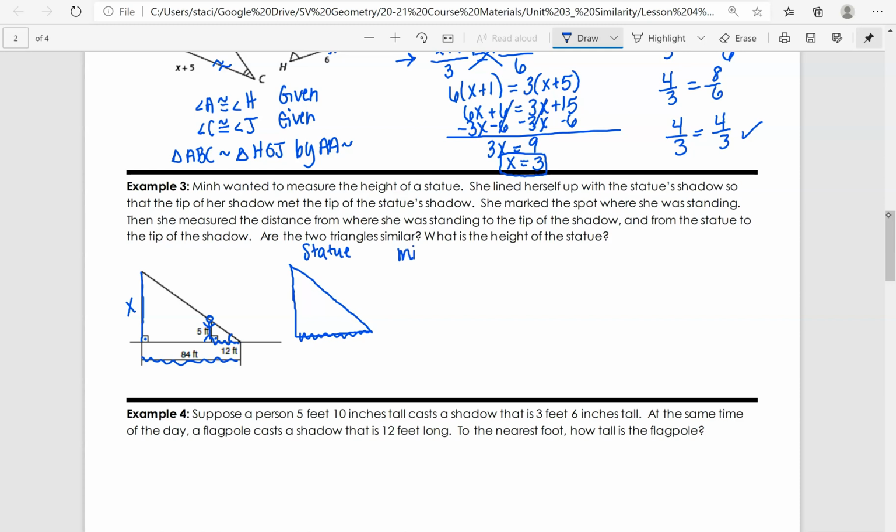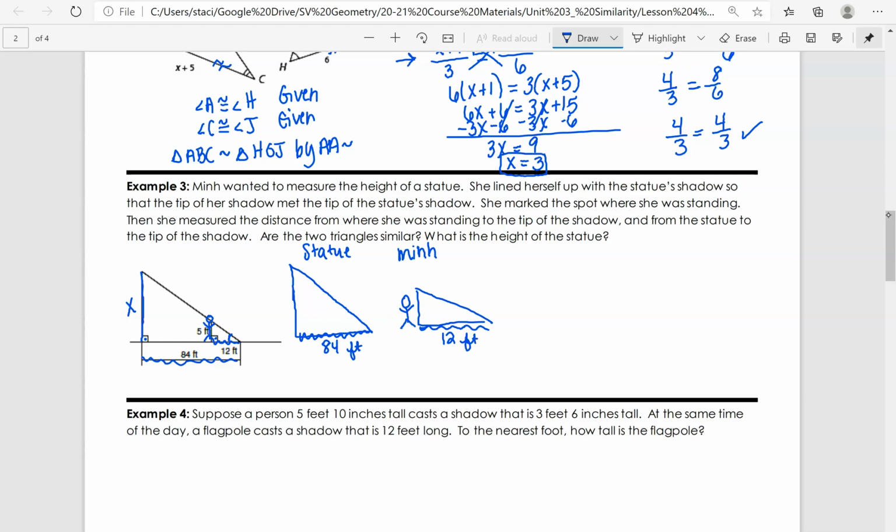And then here is Min. And so here's her shadow. Okay, so if I label these, I know that the statue shadow is 84 feet. And we know that Min's shadow is 12 feet. I didn't do a great job making that.